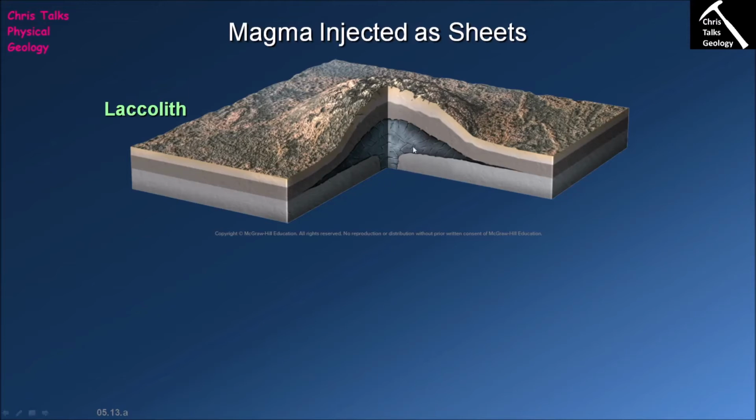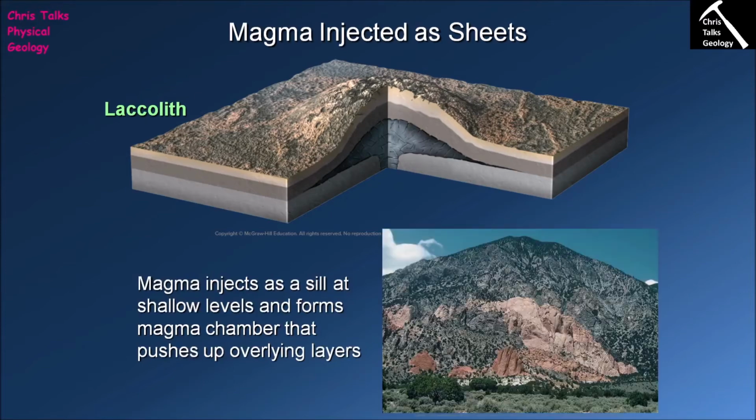When we look at the margins of the intrusion, we can see they get narrower and narrower, and they eventually pinch out and disappear. So in 3 dimensions, this intrusion is going to have a shape something similar to a mushroom.